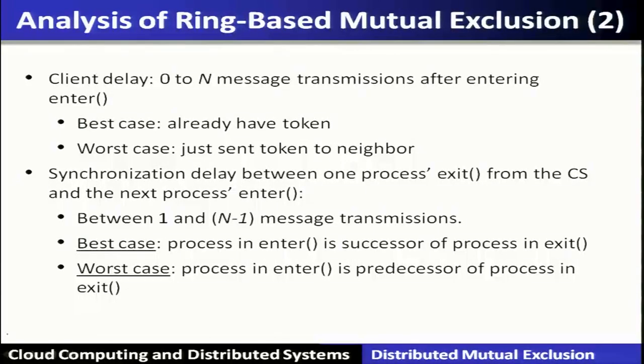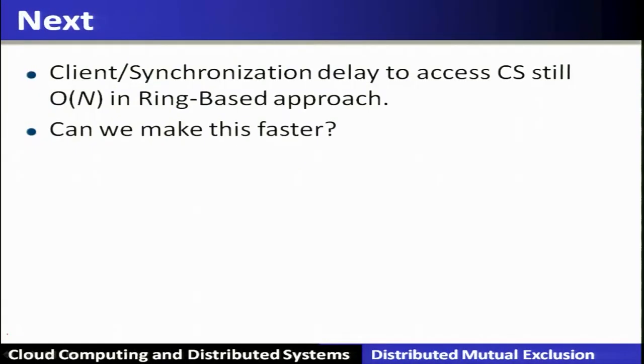Similarly, the synchronization delay, if we analyze, between the process which has exited from a critical section and the next process which is allowed to enter the critical section, is from 1 to n minus 1 message transmissions. So the best case is when the process in the entry is the successor of the process in the exit. If that is the case, only one message transmission is required. The worst case basically is with the predecessor. So it has to basically wait.